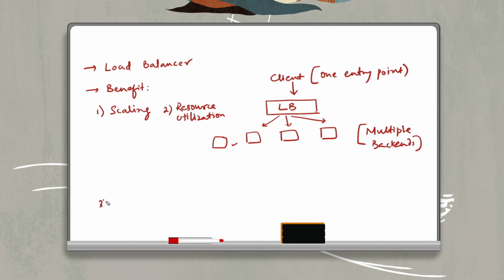And the third benefit that I can think of is that a load balancer ensures that you get high availability. Why? Because you see there are multiple backends, multiple servers behind a load balancer. Even if one of the servers becomes unhealthy, the load balancer is going to continue distributing the traffic to other servers. And that is how it ensures high availability.